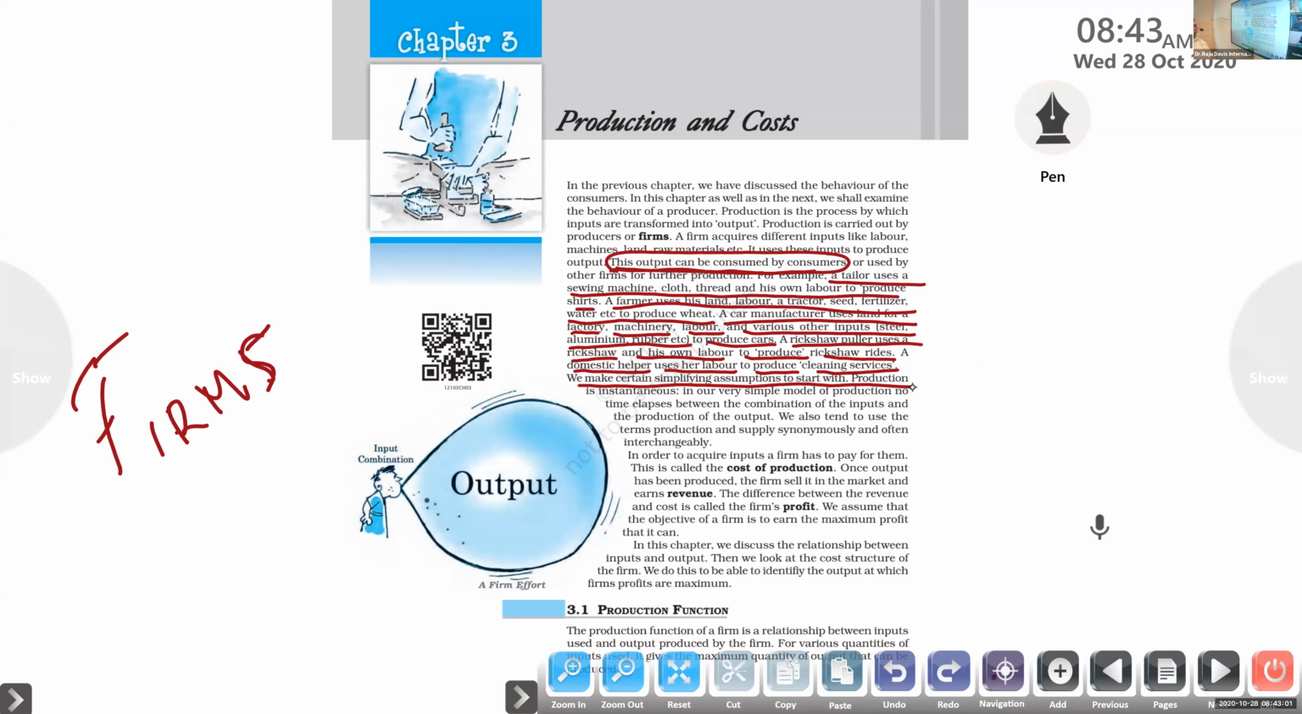So these are the things basically connected with production. We discussed a farmer, a car manufacturing unit, a rickshaw puller, a cleaning service, a housemaid. They are using a number of inputs to produce something new, or even to produce a service. First of all, you want to understand one thing here. In order to acquire inputs, a firm has to pay for them. So to make use of the inputs, definitely the firm or the company or the industry has to spend money, right or not?